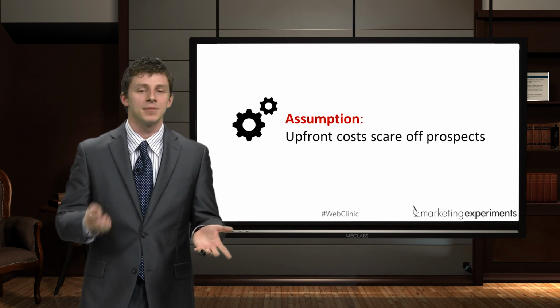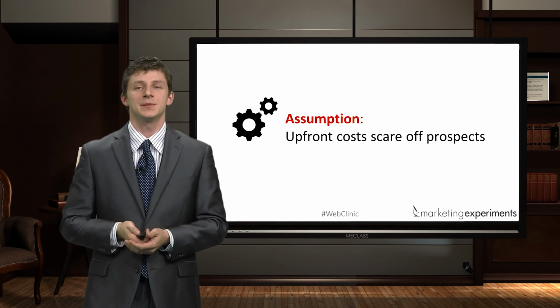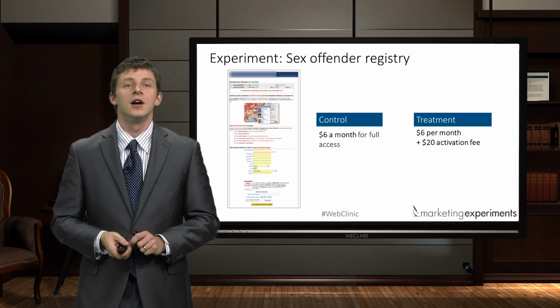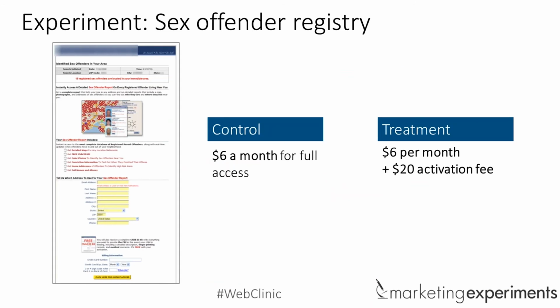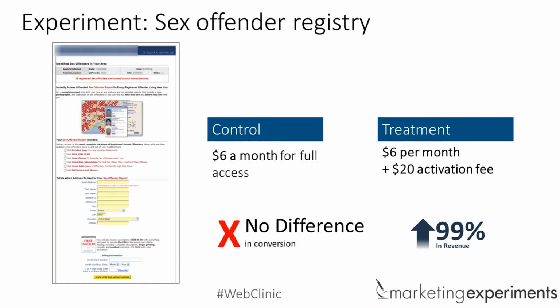Others have chimed in on the same thing. Here's another one: upfront costs scare off prospects, so you can't show the cost, right? Sex Offender Registry offered a product on the control at $6 a month, and in the treatment, full access with a $20 activation fee. So watch out, right? The good news is that the treatment increased revenue by about 99% without hurting or changing conversions. So they were actually making more money just by letting people know ahead of time. They didn't feel like a bait and switch. Pretty cool, right? Again, putting assumptions to the test.